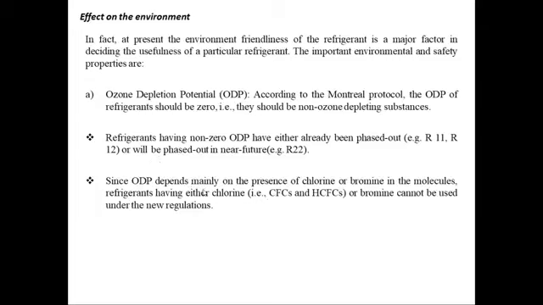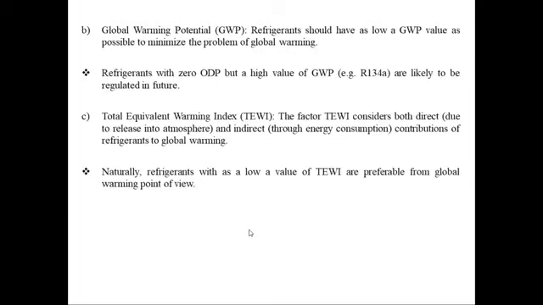Okay, since ODP depends mainly on the presence of chlorine or bromine atoms in the molecules, refrigerants having either chlorine, like CFCs and HCFCs, both of which have chlorine, chlorofluorocarbon and hydrochlorofluorocarbon, so this is the chlorine atom, or bromine cannot be used under the new regulations. They have to be phased out. Some of them, R11 and R12, are phased out, others are in line to be phased out, and they will be replaced by zero ODP refrigerant.